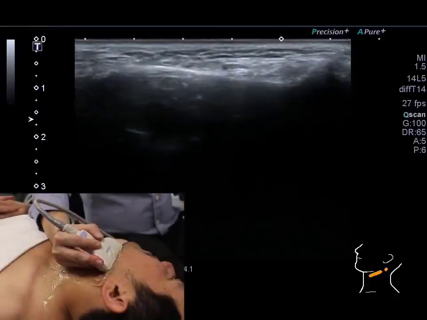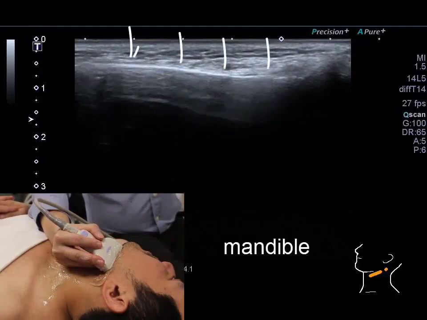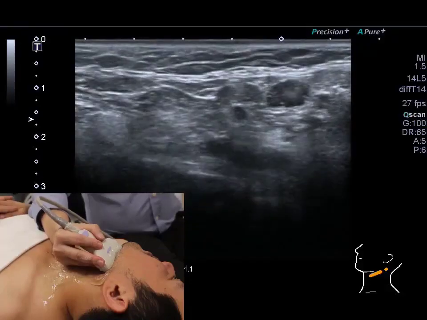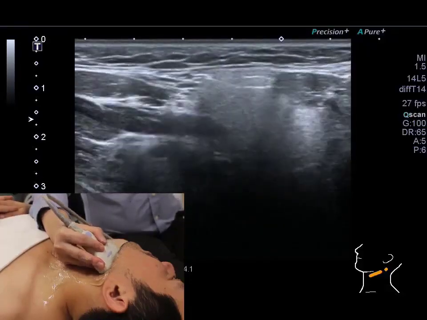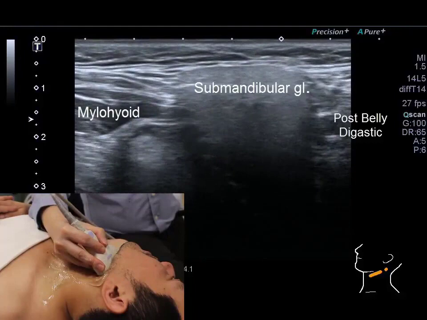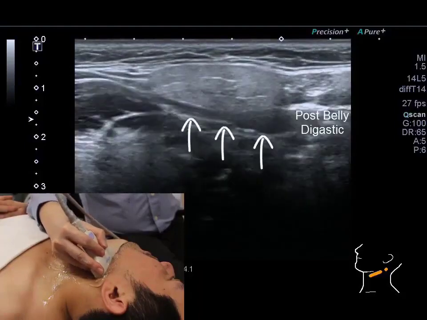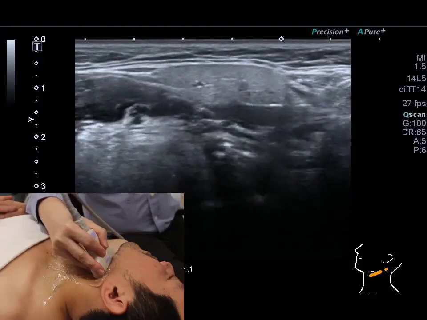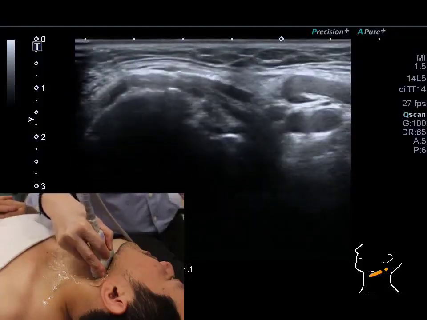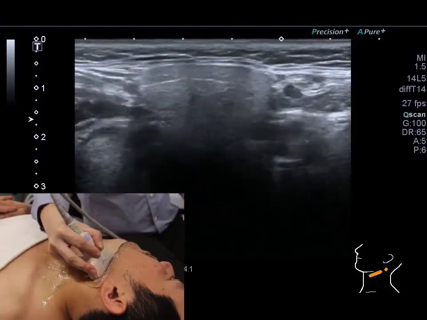Okay, let's start. We put the probe at the body of the mandible, and you can see the bone shadow like this. Then we tilt the probe down, and we can see the submandibular lymph node and gland like this. If we tilt the probe up and down, we can see the posterior belly of digastric that connects from the anterior belly of digastric. You can see the line connecting together.